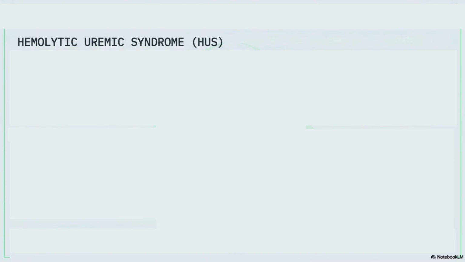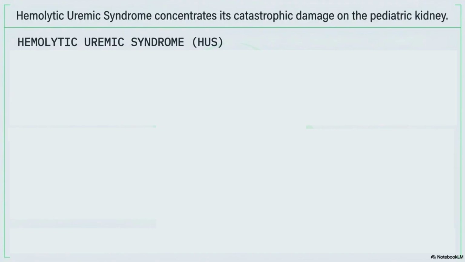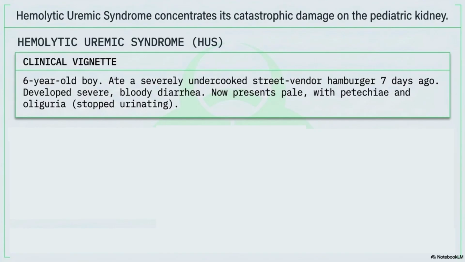Now the second MAHA is hemolytic uremic syndrome or HUS. Unlike TTP, HUS concentrates its catastrophic damage on the pediatric kidney. Our clinical vignette here is a 6-year-old boy who ate a severely undercooked street vendor hamburger 7 days ago. He developed severe bloody diarrhea and now presents pale with petechiae and oliguria, meaning he has stopped urinating.